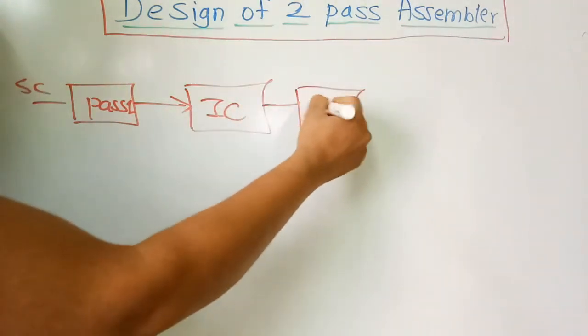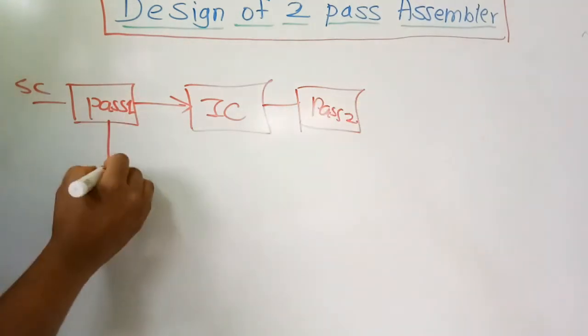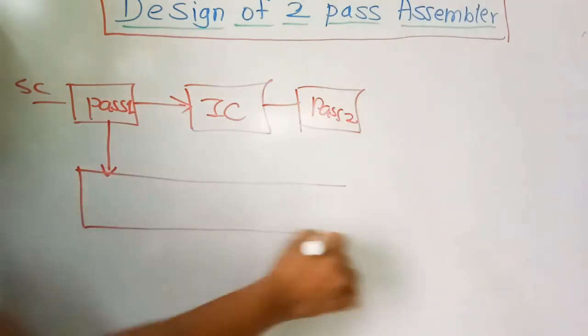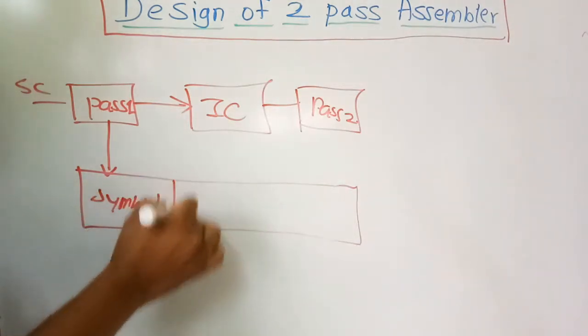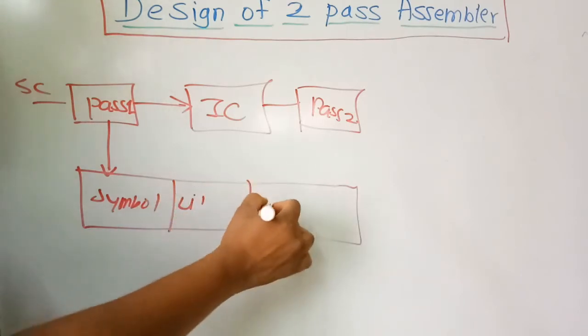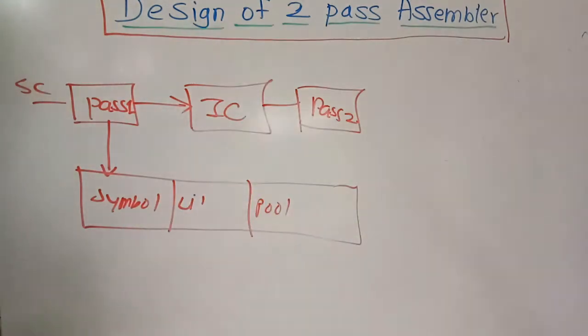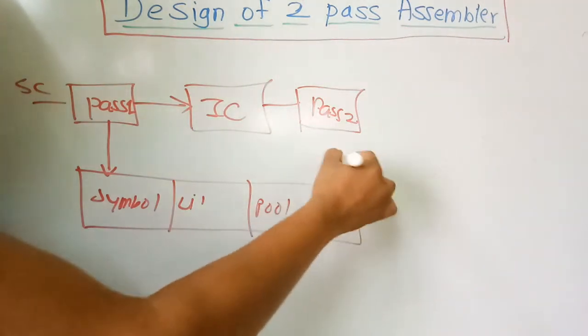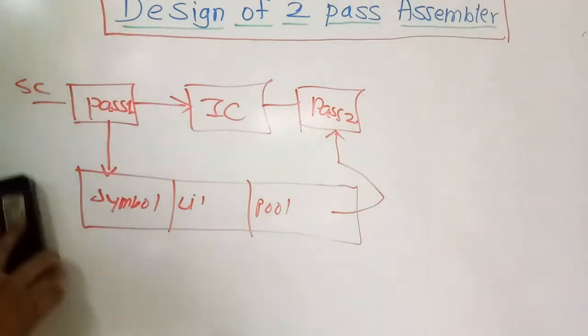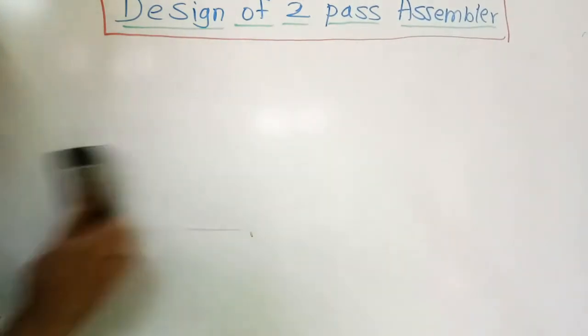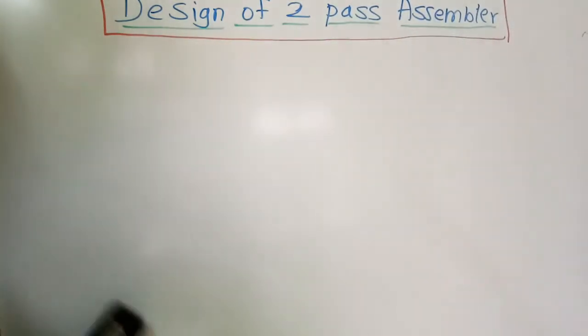But what is the place of this actual data structure? After pass 1, your data is recorded into the different forms of tables, that is a symbol table, literal table, pool table, and lots of such databases are updated, and these updated databases are provided to pass 2. So it is necessary for us to maintain the different tables. Now these are the different steps involved in designing the two-pass assembler. So we will cover them in detail one by one.